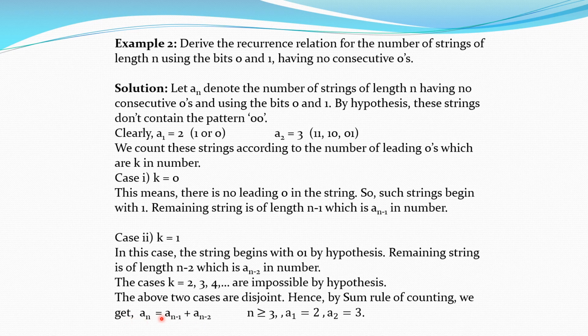So the condition on n is n greater than or equal to 3. And the first and second term values must be known. Then only we can find all the terms from a3 onwards. So a1 is 2, a2 is 3. These are the initial conditions. So this is the recurrence relation.